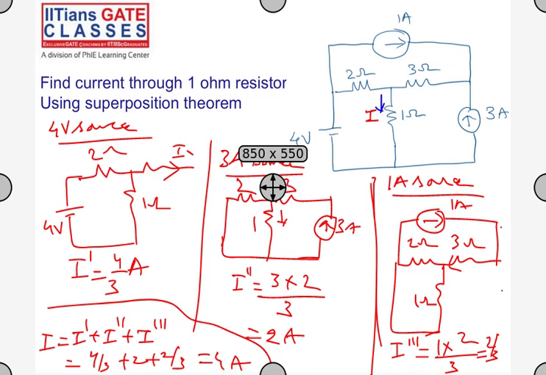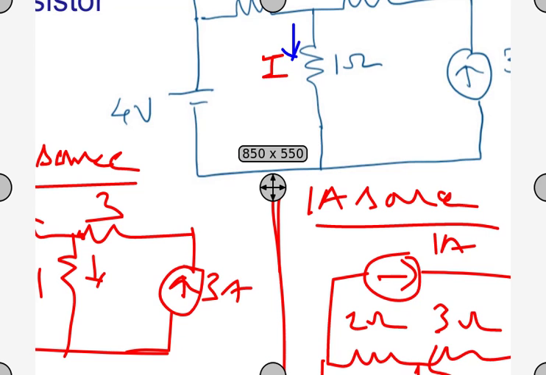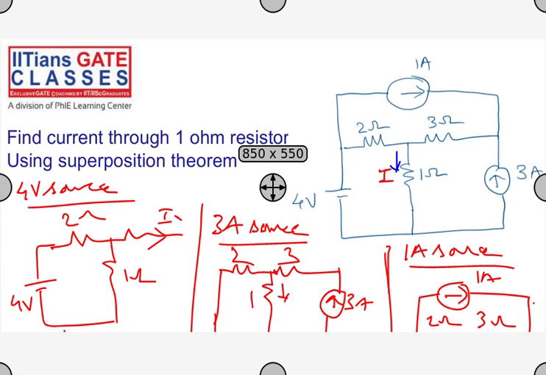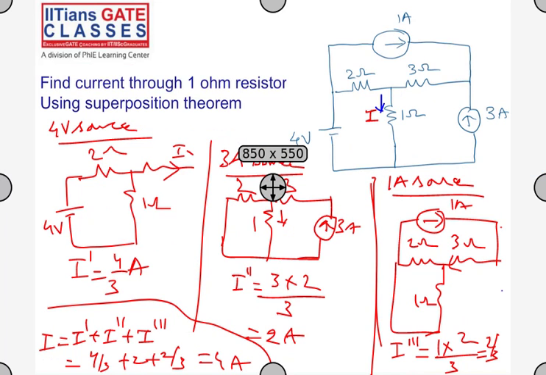Is this clear? Or shall I explain it again? Any doubts anywhere? I think I have given you enough time to solve it by yourself. Then I attempted to solve it. And also you have to consider the direction of current. In all the cases, the direction of current is downwards only. Okay. Is it clear or shall I explain it again? Can I move to the next?